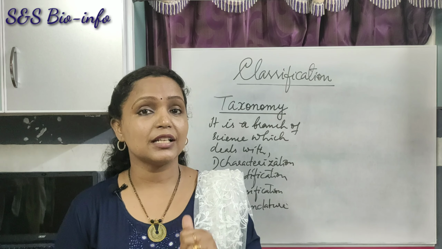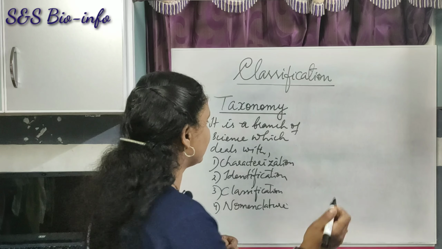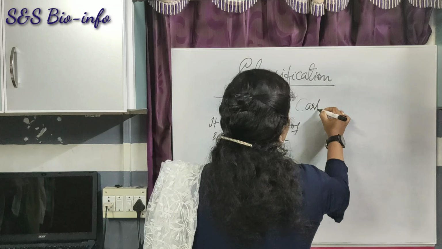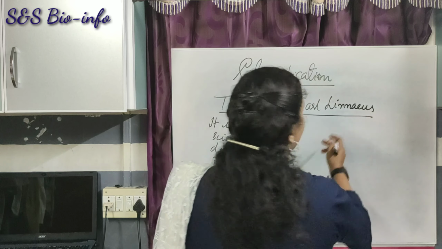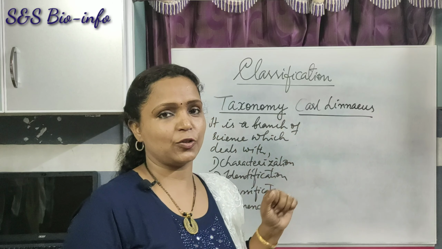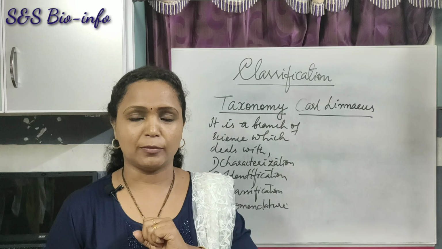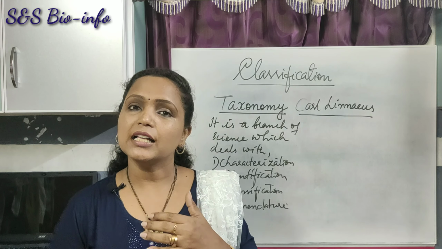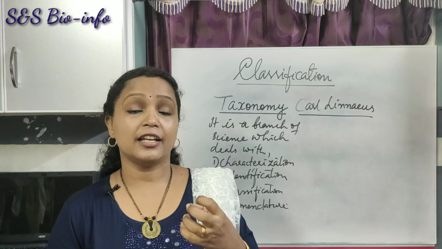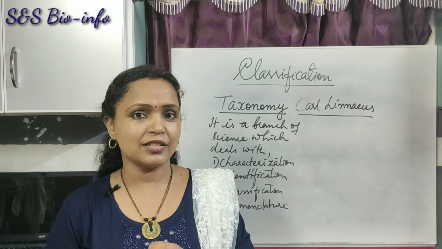Do you know the person who proposed taxonomy? He is Carl Linnaeus. He is known as the father of taxonomy. Carl Linnaeus is known as the father of taxonomy. Then why is he known as the father of taxonomy? As he has given certain basic procedures or ideas on taxonomical studies.